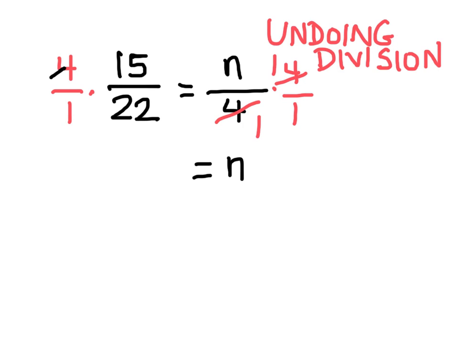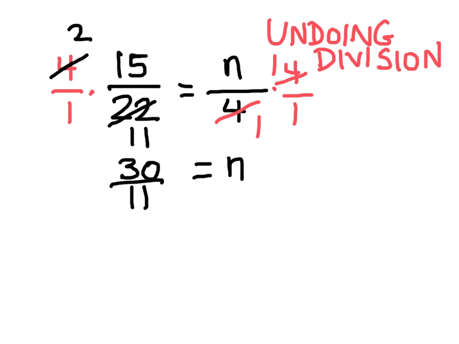Now, on the left side, I can reduce this. 4 will reduce into 22. Well, if you divide out a 2, rather, we can. So 4 will divide down to 2, 22 to 11. And so this will simplify it a little bit. Now I can multiply: 15 times 2 is 30, and 1 times 11 is 11. So 30 elevenths is my answer. And I'm just going to leave it like that.